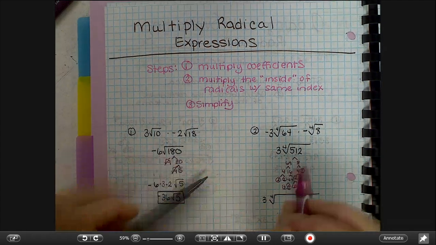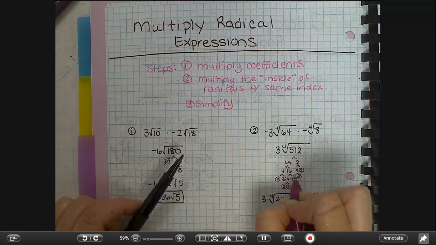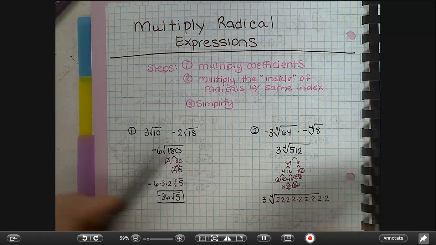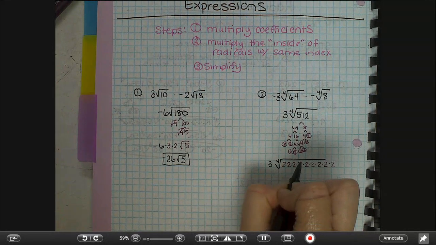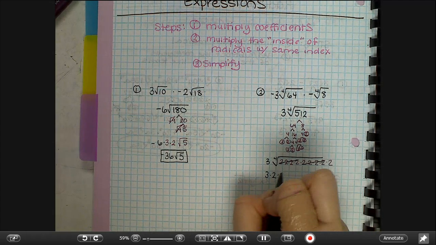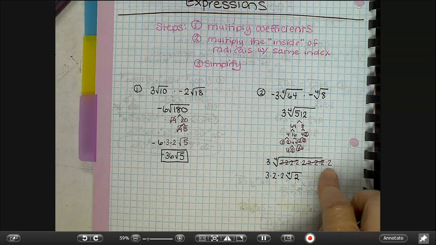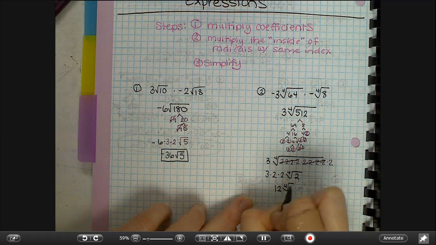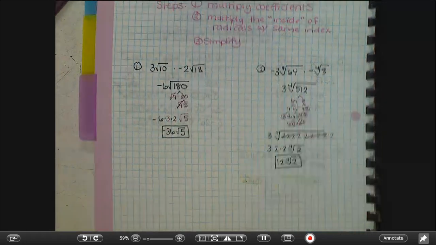I'm going to do this the more complicated way, but it works better for me for this kind. I'm going to count up all my 2's. 1, 2, 3, 4. 1, 2, 3, 4. And one more. And since it's a fourth root, we need to take out groups of 4. So that's a group of 4. 3 times 2. There's a group of 4 times another 2. And the fourth root of 2, because that does not have enough. 3 times 2 is 6, times 2 is 12. So 12 times the fourth root of 2. So multiply and simplify. That's basically the process.